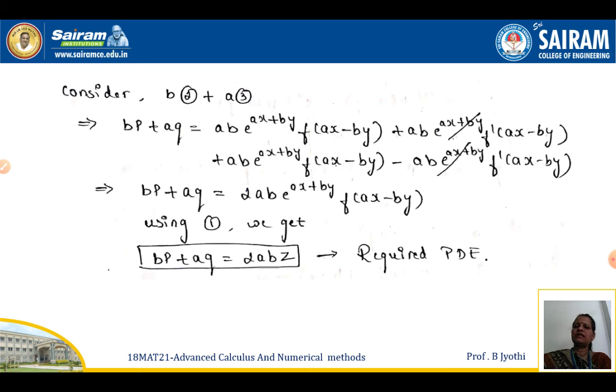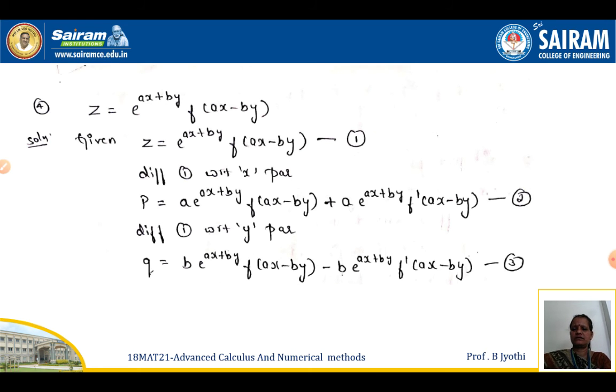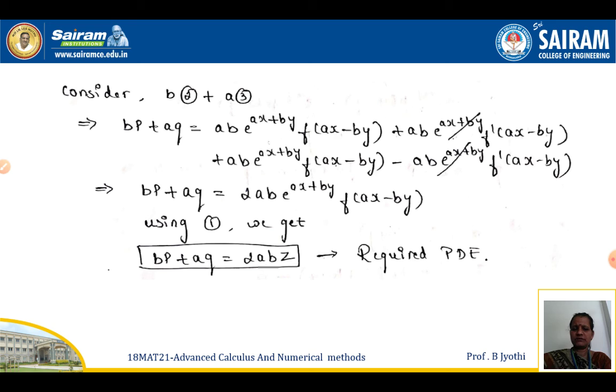So consider b into 2 plus a into 3, and we get these two terms eliminated, that is f dash of ax minus by gets eliminated, and still we will be having ab times e power ax plus by into this one. Take ab common, and it will be 2 times of this one. So this part can be replaced with z, that is e power ax plus by into f of ax minus by can be replaced with z. So thereby we get bp plus aq is equal to 2 times of a, b, z. This is the required partial differential equation.